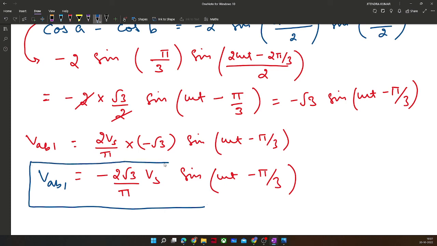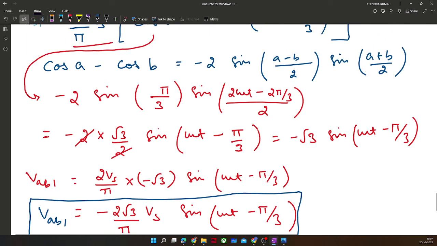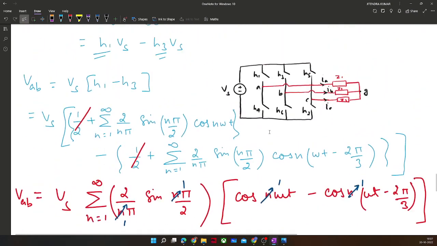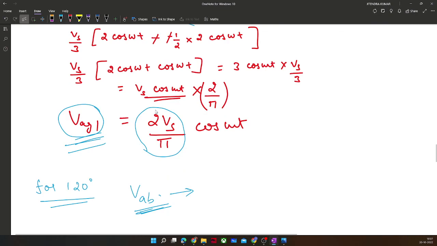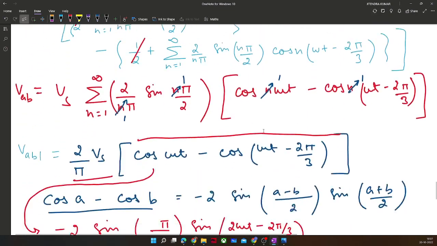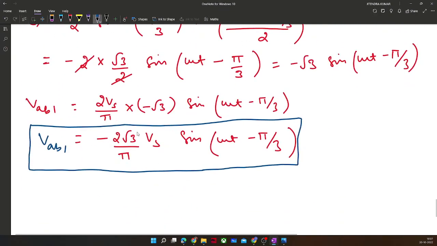Was it easy or not? Yes, sir. We just need to do it carefully. You just need to be very careful with the trigonometric identity. And we can verify it from the phase value. The phase value was 2 Vs by pi cos omega t, and the line value is multiplied by root 3. We all know in a star connection, the line value is root 3 times the phase value, and some angle difference between phase and line of the fundamental will definitely be there.